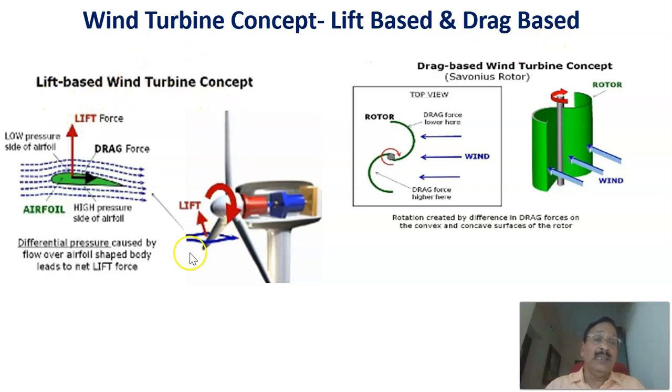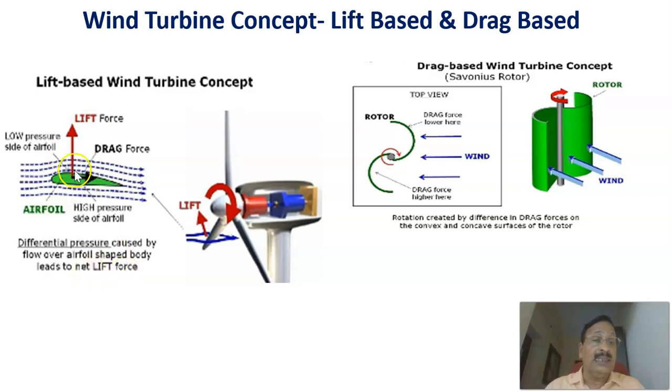Coming to the lift based wind turbine, if you see the airfoil here, the wind direction is this one, and the distance to be traveled by the wind on the upper side of this airfoil is more compared to the lower side. Since the distance is more, velocity is more on the upper side compared to the lower side. As per Bernoulli's principle, pressure will be higher at the lower side than the upper side. So there will be a pressure difference, that is the differential pressure caused by the flow over the airfoil shaped body leads to a net lift force.